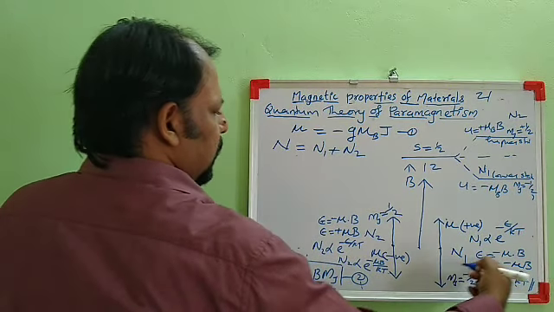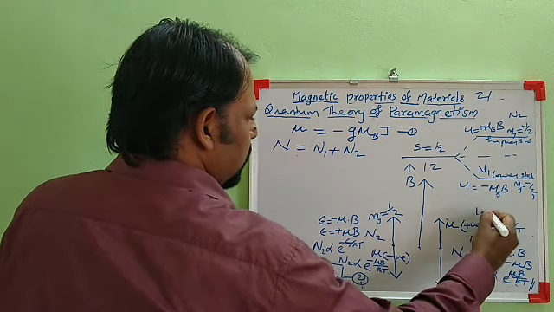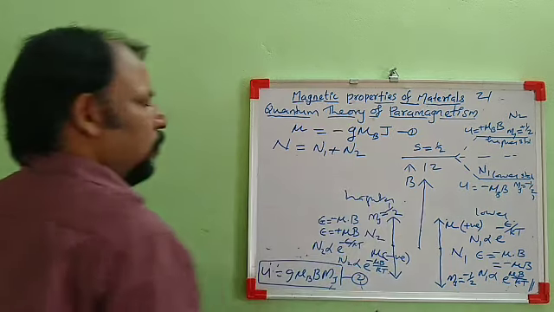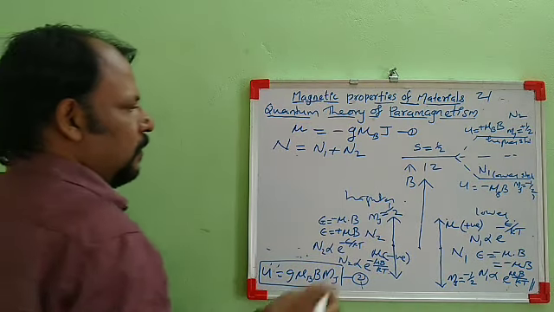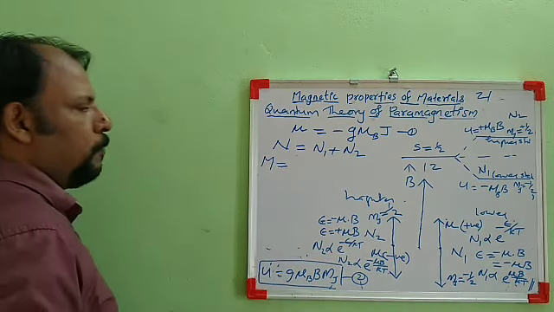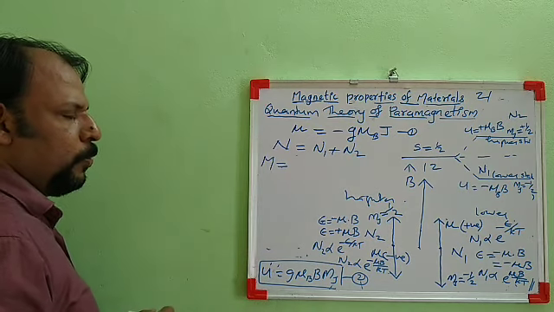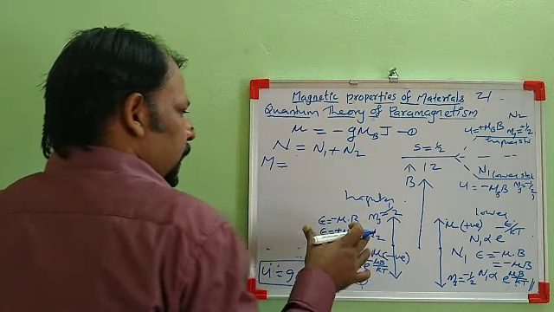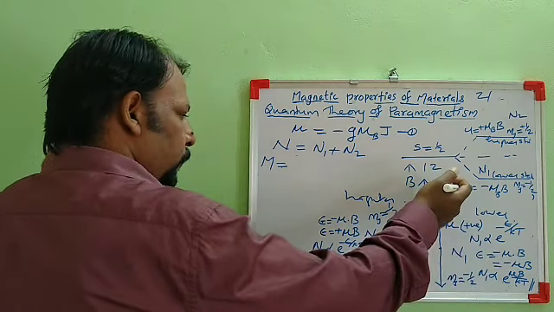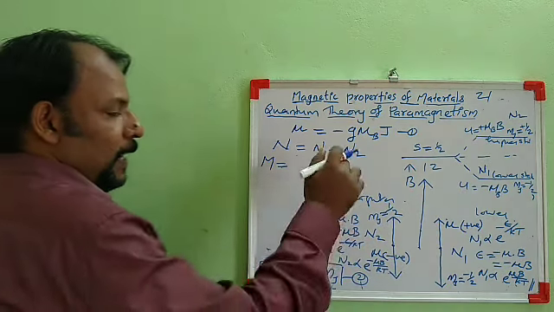We can write the total number of atoms in the lower state. This represents the lower state and this represents the higher state. So when we calculate the magnetization, magnetization is magnetic moment per unit volume. We have a total of n atoms per unit volume. Out of that, n1 atoms have magnetic moment along the direction of field, and n2 atoms have magnetic moment opposite to the direction of magnetic field.